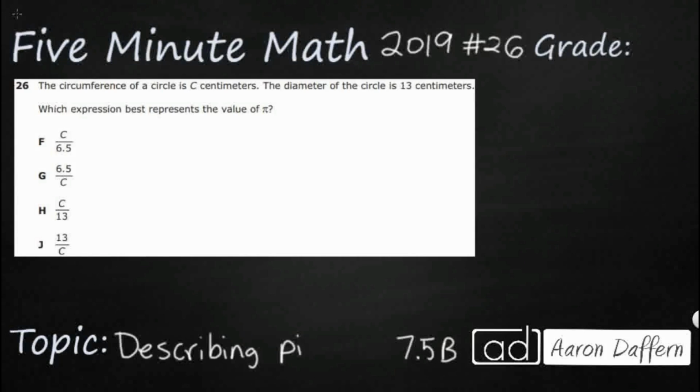Today we are looking at the 7th grade concept of describing pi. This is standard 7.5b in the great state of Texas, and we are using item number 26 off the 2019 released STAAR test. If you have not done so already, please go ahead and take a moment to pause the video, work this problem out on your own, unpause it, and then we will look at our answers together.